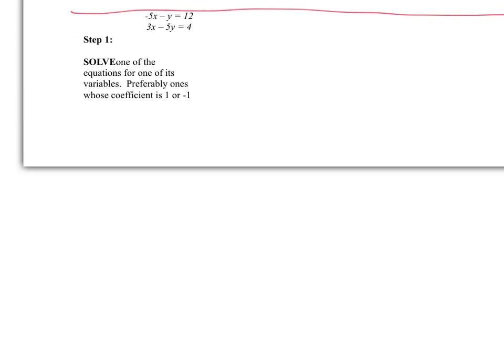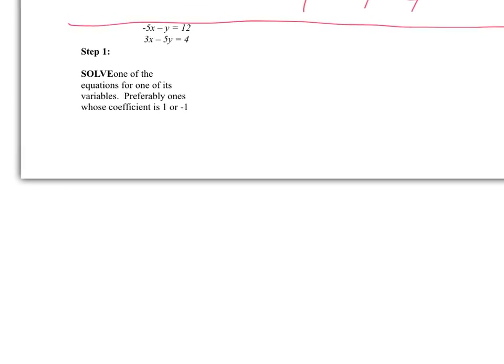So we're going to start, and I need to figure out which one of these equations would be easier to get a variable by itself. It's not always going to be the case, but I hope you notice again that it is that first one. That y doesn't have any number in front of it. So that's going to be my easiest one to work with.